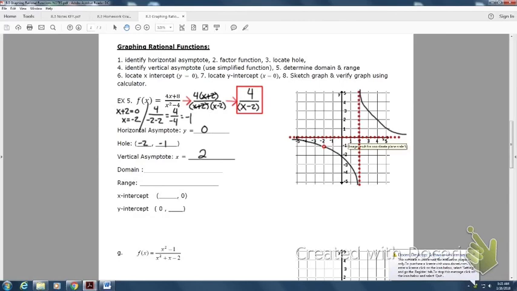So far with what we know, my domain is going to be negative infinity to positive infinity, except x does not equal what? 2. Because there is essentially a gap right there because of the asymptote, right? Is there another gap in the graph? Sierra? The x value of the hole, negative 2.